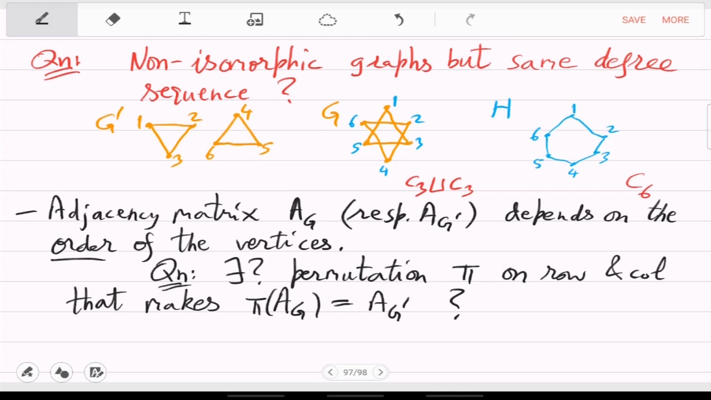So obviously in the orange case, there is a permutation. You can just replace 1, 2, 3 of G prime with, let's say, 1, 3, 5, and 4, 5, 6 of G prime with the rest, 2, 4, 6 and so on. So if you correctly define the permutation that sends G to G prime, then the matrix AG will get transformed to AG prime. They will become equal. Okay, so this permutation is basically the bijection on the vertices that respects edges.